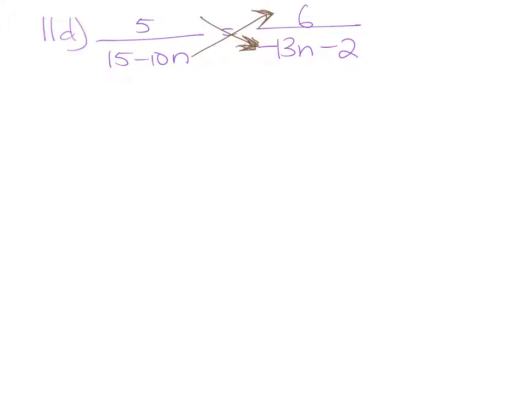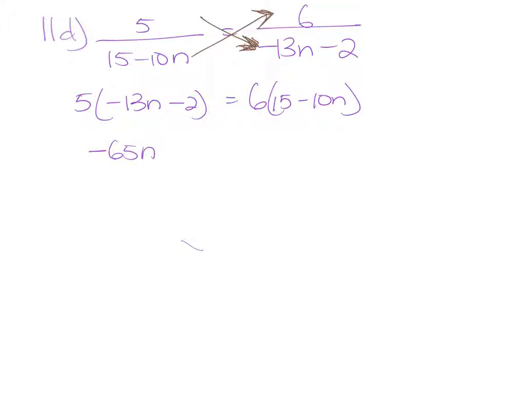So that will give us 5 by minus 13n minus 2 is equal to 6 by 15 minus 10n. So we expand the brackets. 5 by minus 13 gives us minus 65n, and 5 by minus 2 gives us minus 10. 6 by 15 gives us 90, and 6 by 10 gives us 60n.